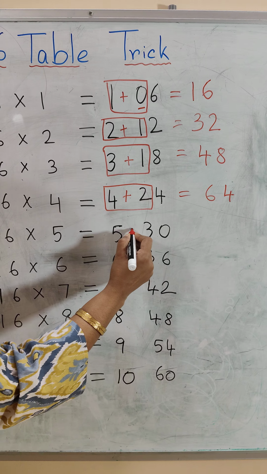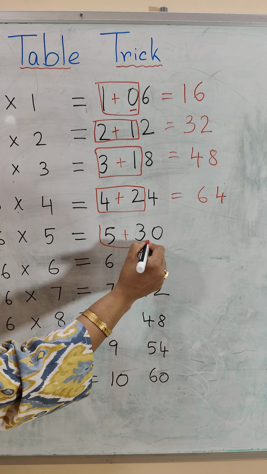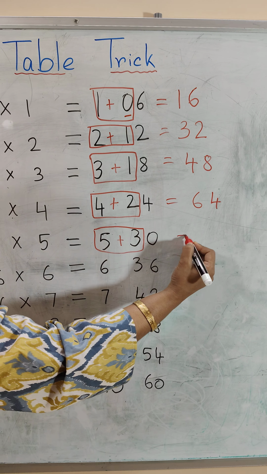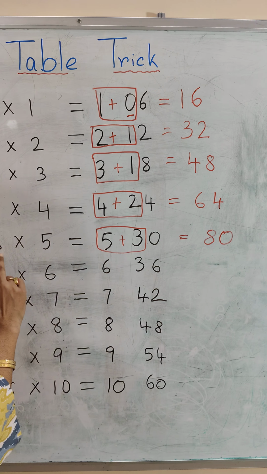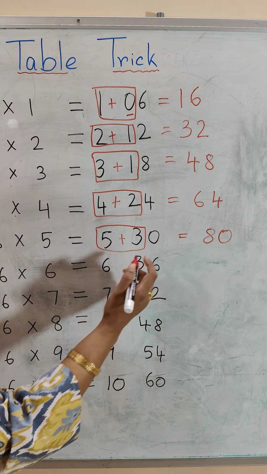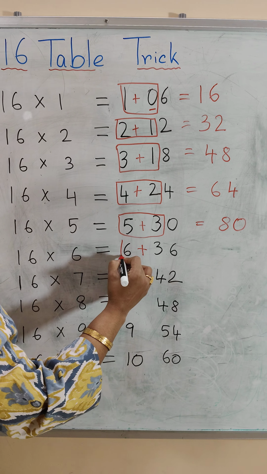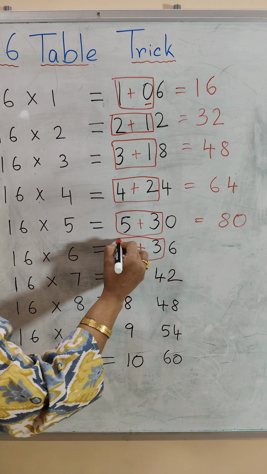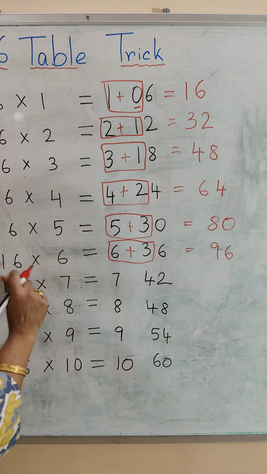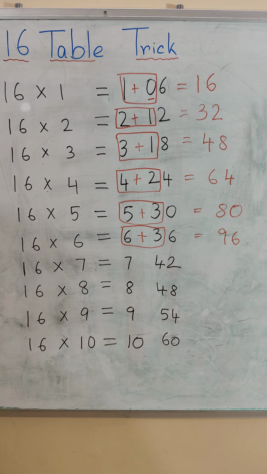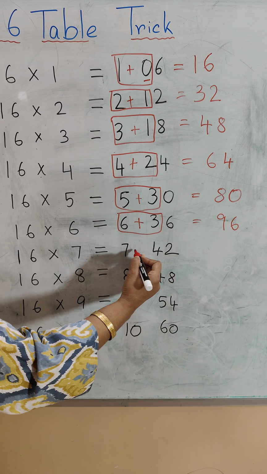Then 5 plus 3 is 8 and 0 will remain as it is. So 16 fives are 80. 6 plus 3 is 9 and 6 will remain as it is. 16 sixes are 96.